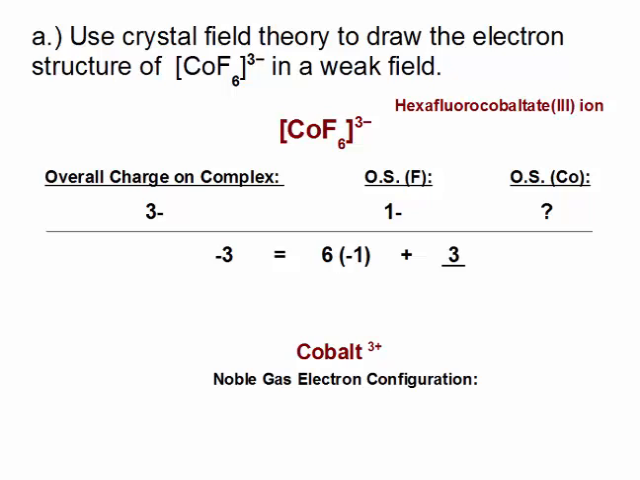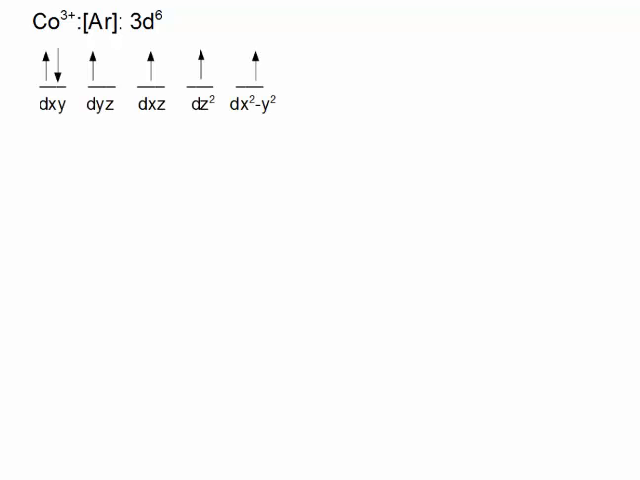Now we want to go ahead and write the electron configuration for neutral cobalt. We find that it has an electron configuration of 4s2 3d7. Recall this is a transition metal, so it is more energetically favorable to remove electrons from the higher energy orbital first. We therefore remove the electrons from the 4s orbital, leaving us with 3d6. We can go ahead and write out the electron configuration for cobalt 3+, and it looks something like this.